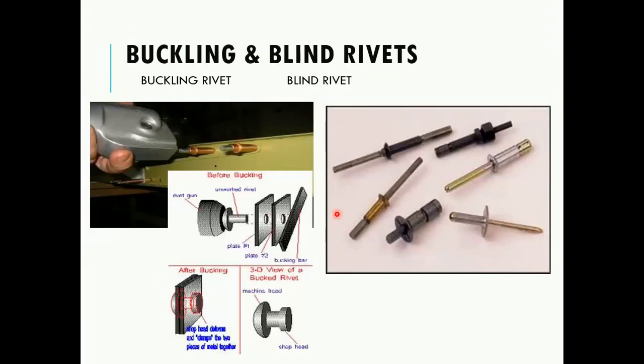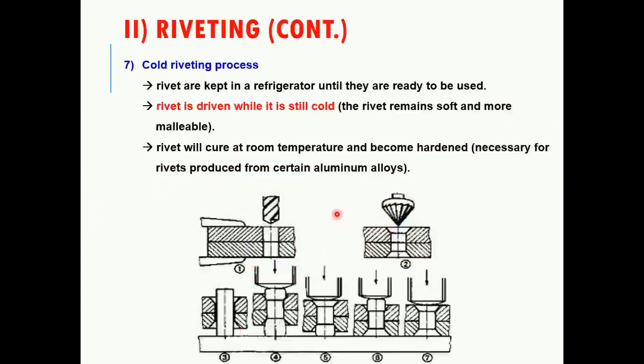Okay, so this one is buckling and blind rivets. And also we have the cold riveting process, where the rivets are kept in a refrigerator until they are ready to be used, and then we drive them while they are still cold. So the rivet remains soft and more malleable, and it will cure at room temperature and become hardened.